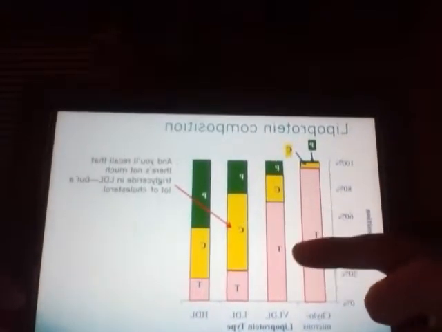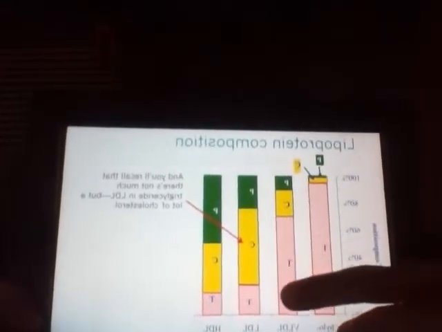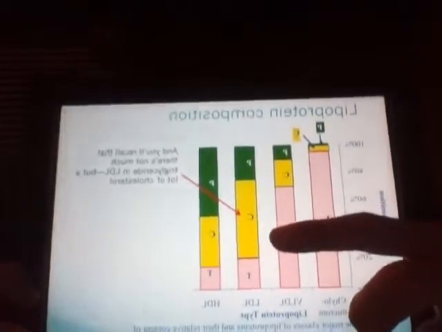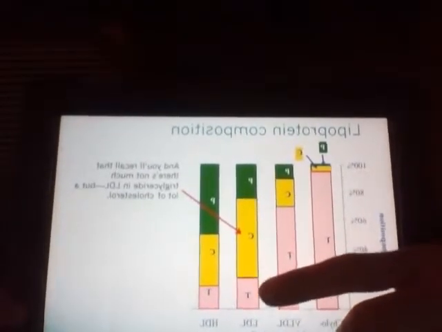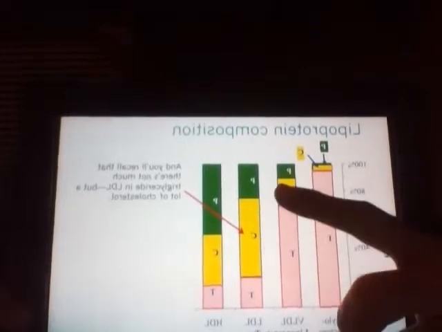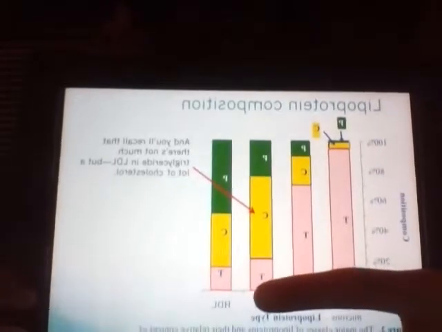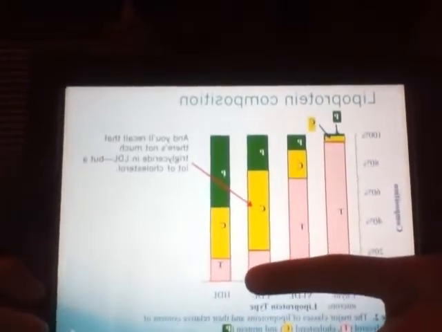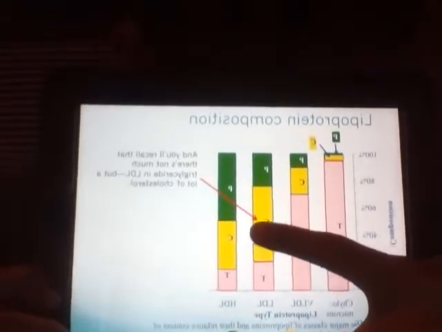Then in VLDL you have almost as much triglycerides and a little bit more cholesterol and some protein as well. The LDL, which we would consider the bad cholesterol, is bad because there's a lot of cholesterol in it. You have some triglycerides and some proteins, almost equal amounts, but a lot of cholesterol. And then your HDL has a little bit of triglycerides, a little bit of cholesterol, but a lot more protein. So, as you very well know, LDLs are considered your bad cholesterol.